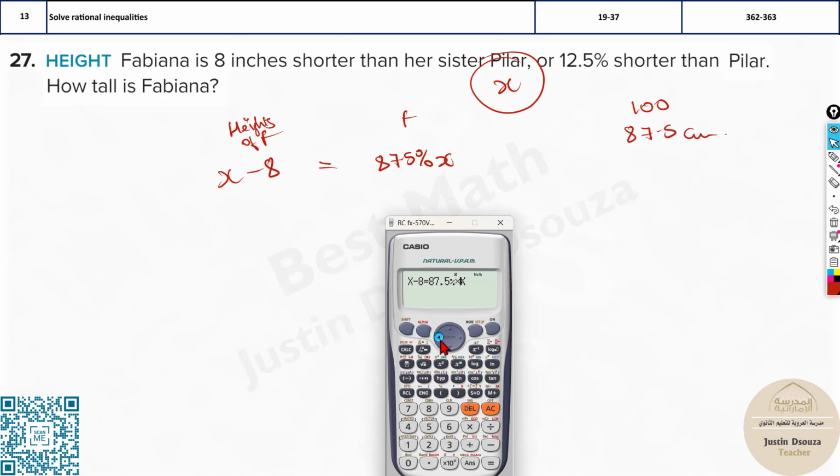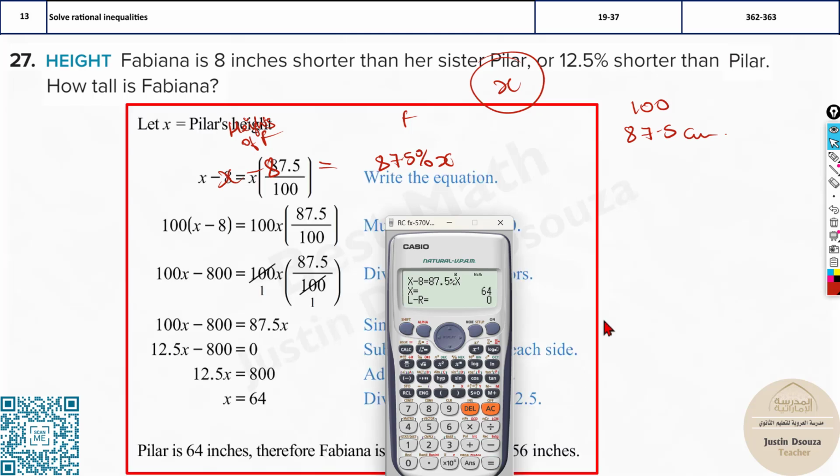You can even avoid the multiplication, it's fine. Now just press shift and solve. The answer would be 64. So this is Fabiana's sister's height, that is 64.